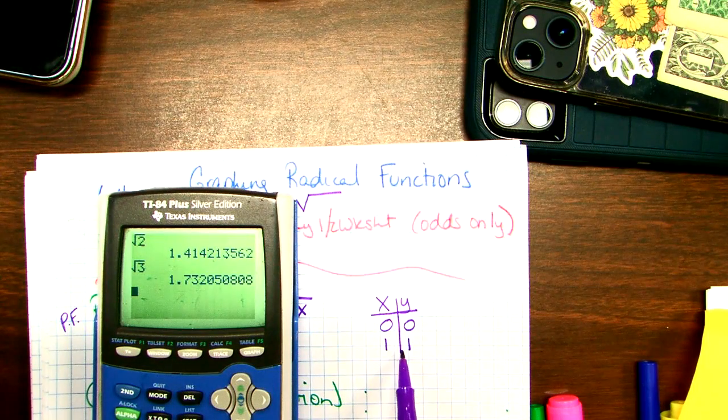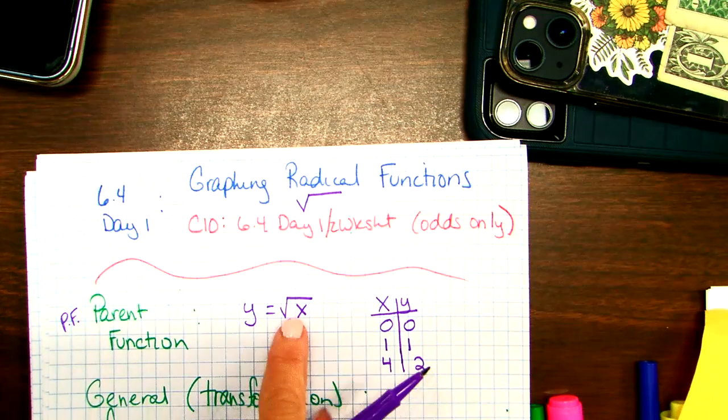So what would be the next number? Common sense, I mean, not like that. What's the next obvious, I hope, number that we would use for x value? 4. The square root of 4 is 2. And that's as many numbers as we need. Really, the 3 points for these is going to be perfectly fine. So that's for the parent function.